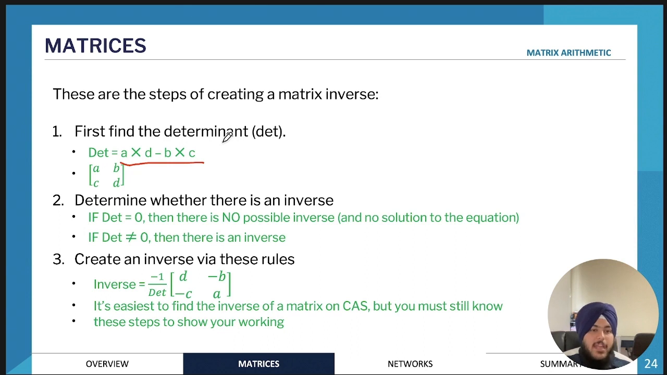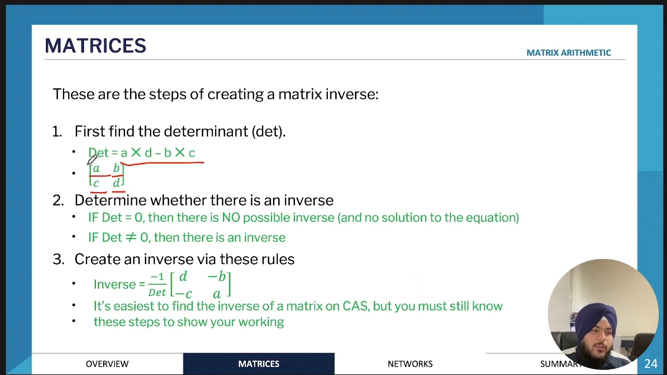For the purposes of General Maths 3-4, you'll only be finding the determinants of 2 by 2 matrices, so square matrices that are 2 by 2. You can, on your CAS, however, find the determinants for 3 by 3 matrices, but VCAA won't be testing that. They'll only be testing the determinants for 2 by 2 matrices.